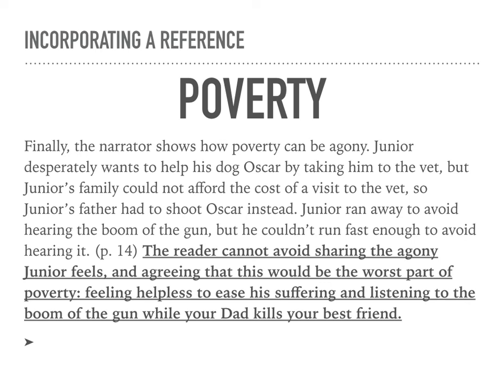The explanation is in the last line, which is in bold and underlined. The reader cannot avoid sharing the agony Junior feels and agreeing that this would be the worst part of poverty, feeling helpless to ease his suffering and listening to the boom of the gun while your dad kills your best friend.